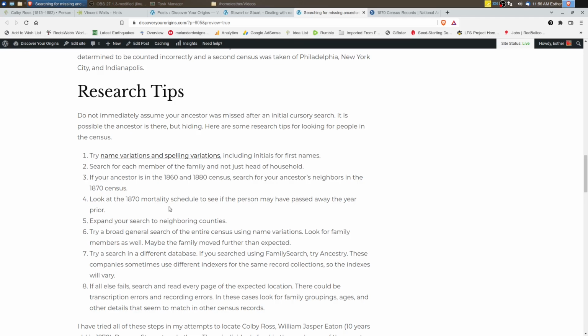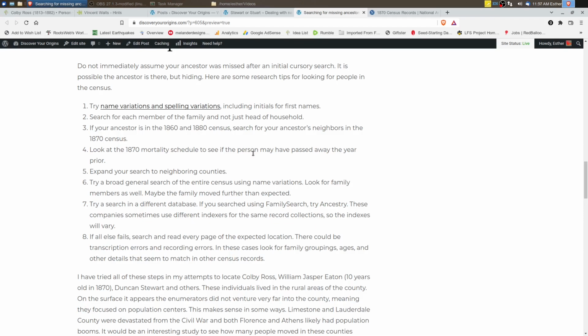Look at the 1870 mortality schedule for the county that you're looking at to see if maybe the person had passed away. In my case, Colby Ross had not passed away, or any of his family, so they weren't listed in the 1870 mortality schedule. Expand your search to neighboring counties because it's possible that people moved. And then also try a broad general search of the entire census year because maybe they moved further away than expected.